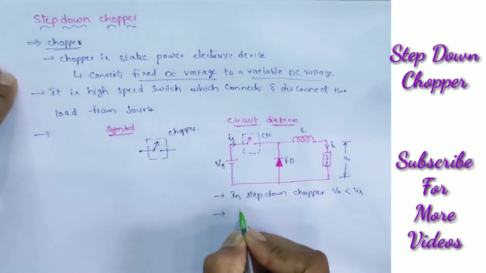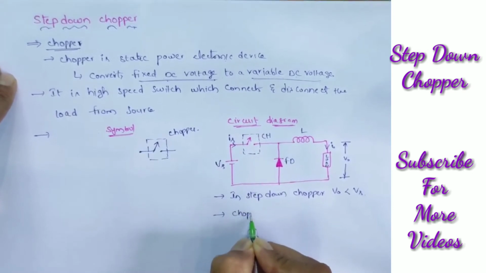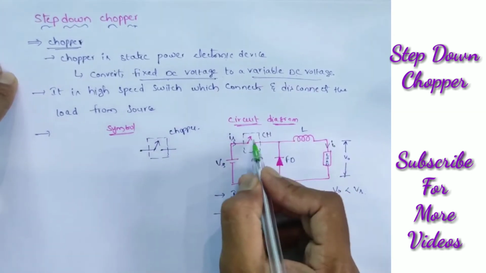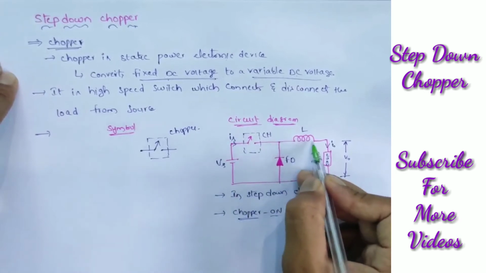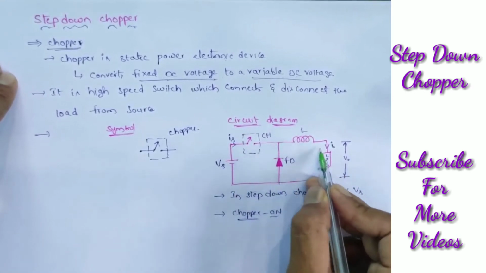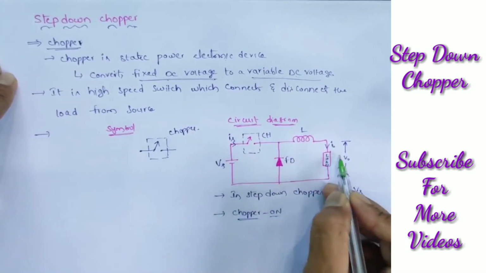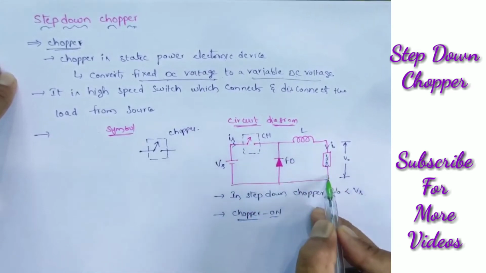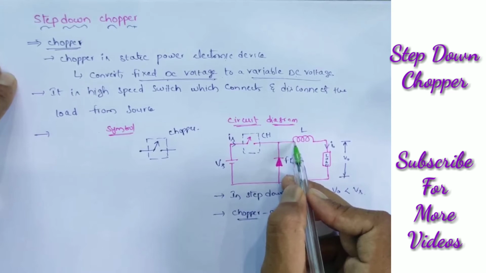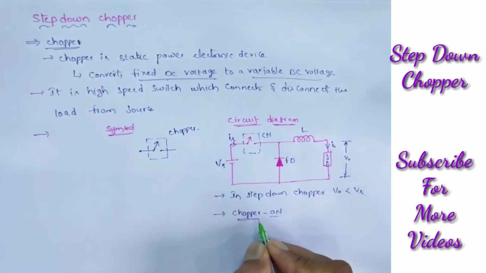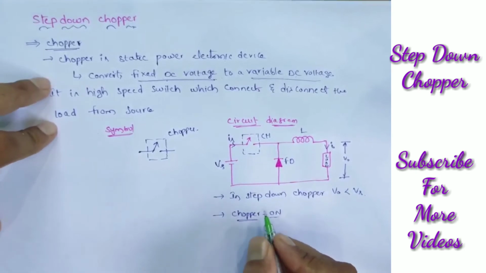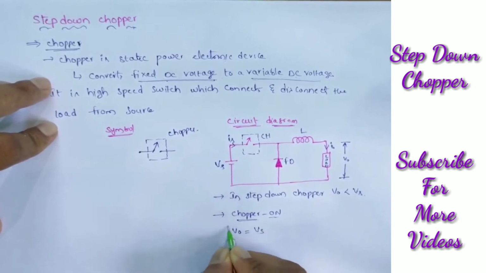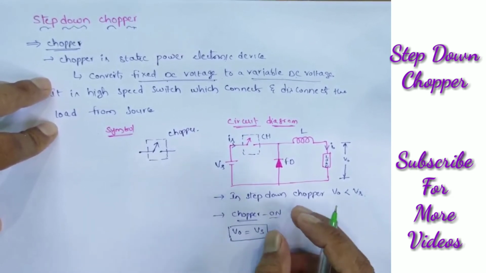When the switch, that is the chopper, is in on state, what will happen? When the chopper is in on state, the chopper is closed. In this case, the inductor will store the energy, and the supply voltage is equal to the output voltage because of this closed loop. Here the inductor stores the energy. When the chopper is in on state, that is the T on period, the output voltage is equal to the supply voltage.